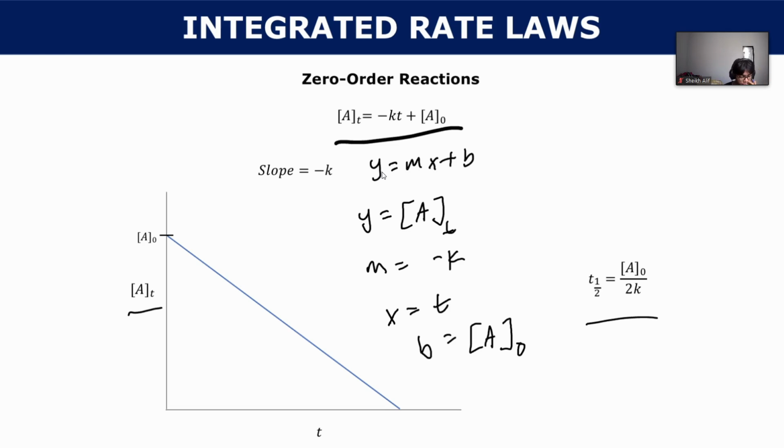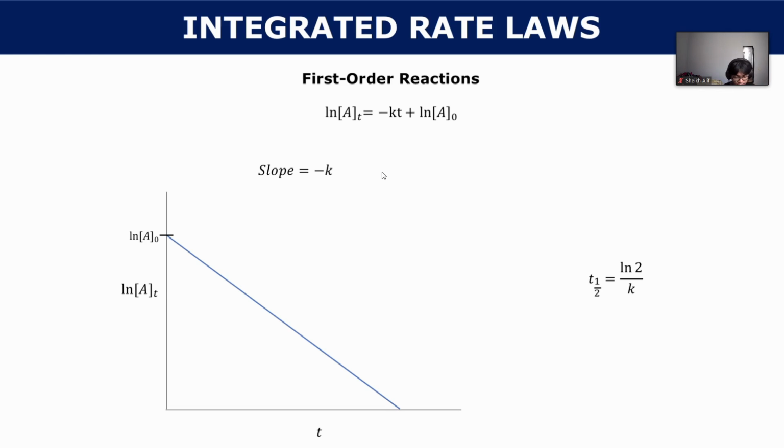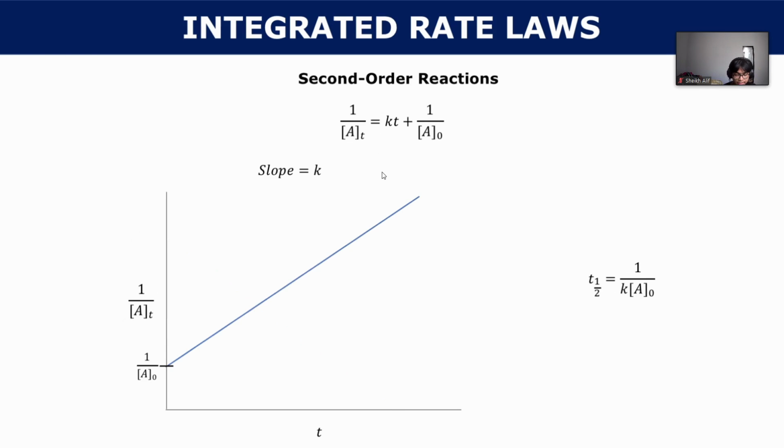For first order reactions, it's a little different. In this case, it's still y equals mx plus b. But if you plot the natural log of the concentration of A over time, you'd get a negative linear slope. And the half-life for this one is going to be the natural log of 2 over k. Again, the slope here is going to be negative k. And we'll see why the slope of the first order and the second order being negative k is important. It's because the slope for the second order is going to be a positive.